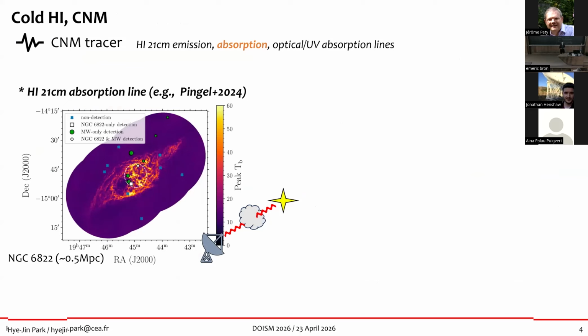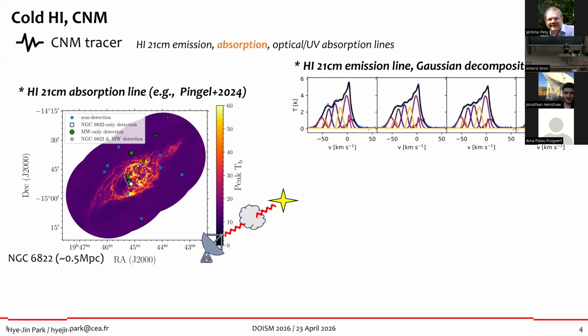Traditionally CNM is traced by the HI 21 centimeter absorption line. You can see this is one of the other very nearby dwarf galaxies called NGC 6822. Even though this galaxy spreads across the sky about 1 degree, there have been only 2 detections, made in a very recent study by the LGABS team. So it's very limited, because we need a background source to detect the absorption line, and the background source has to be bright enough.